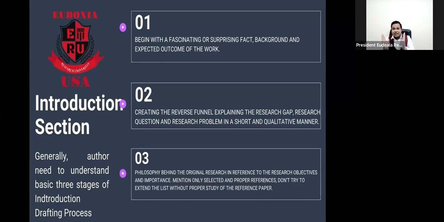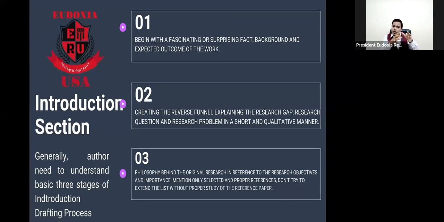Reverse funnel, that is this one. Okay, so explaining the research gap, research question, and research problem in a short and qualitative manner. This is very important. You are showing that this is a research gap, meaning in this part no one conducted their research, no one found out this part. But I am the person who is carrying out this research, and this was unexplored. The research gap was there, it was not explored.